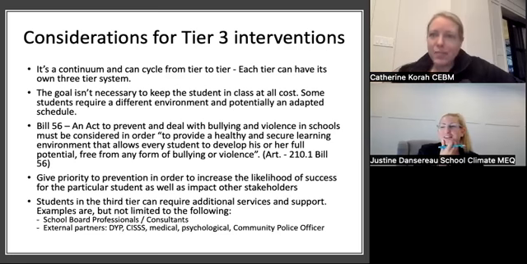Can I add a point, Catherine? Yeah. Before the next point, we could leave it up there, but I just wanted to state that element 2 in the ABAV plan is for preventative measures, specifically for bullying and violence.